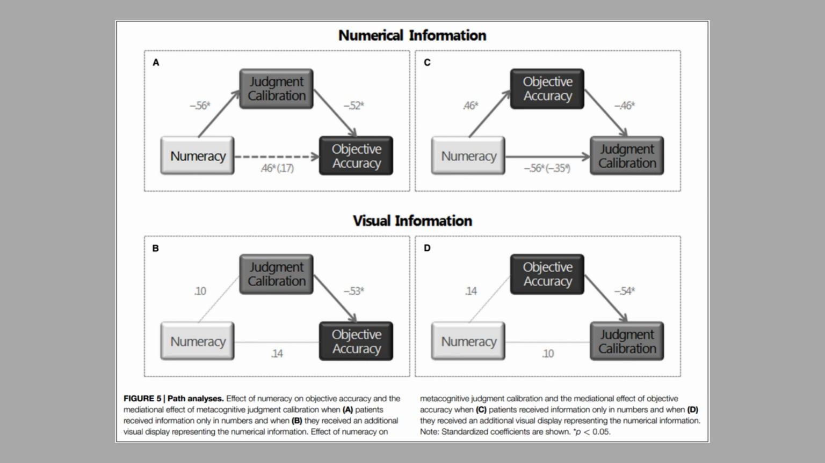And then in the second group, B, you can see that numeracy and judgment calibration aren't even that heavily correlated. It's just a 0.10. But what is correlated is still that negative correlation between judgment calibration and objective accuracy.